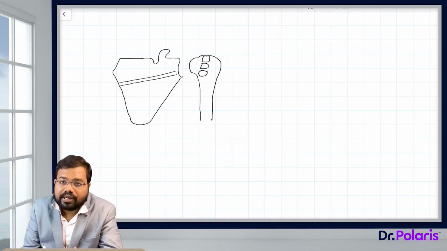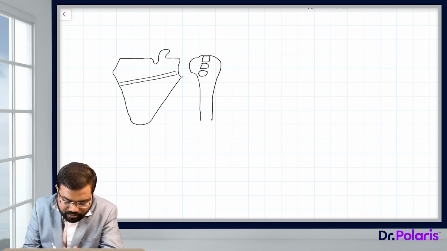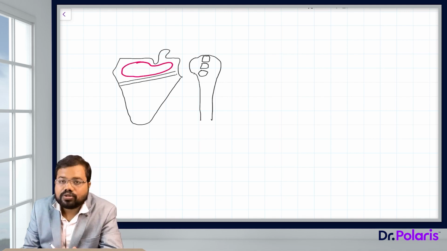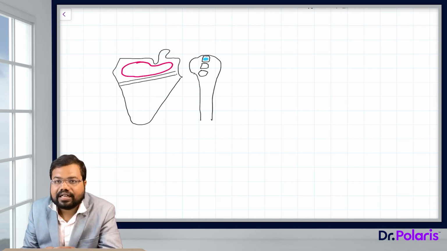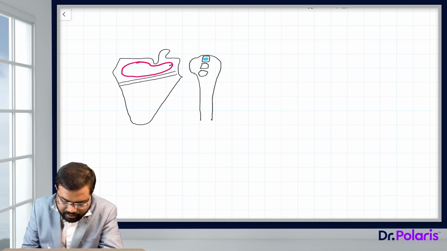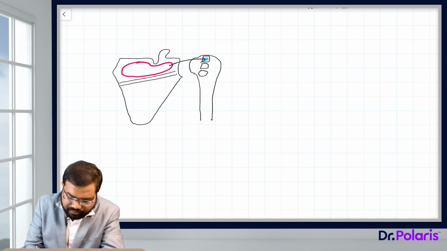Now just above the spine of the scapula, the fossa is called the supraspinatus fossa. From that supraspinatus fossa, the origin of the supraspinatus muscle is present. From there, it goes and inserts over the upper impression on the greater tubercle. This is the supraspinatus projection.